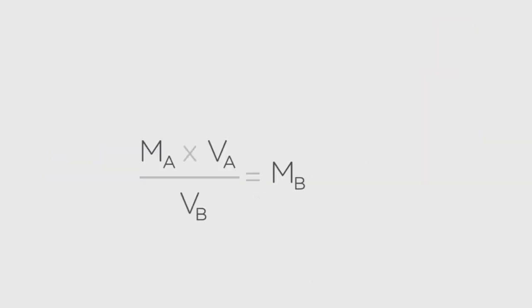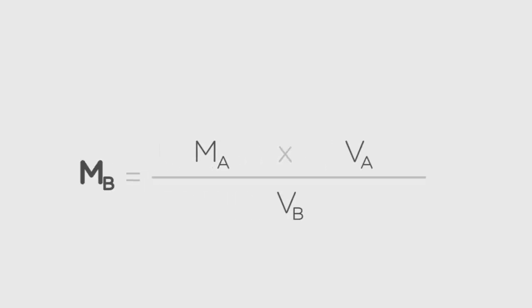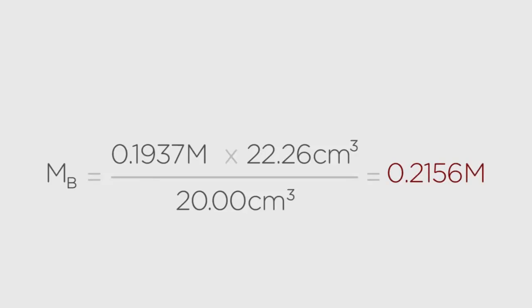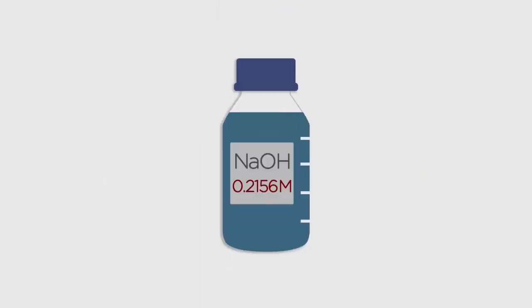Here's how you rearrange the equation to find Mb. And now we just pop all our values in. So the precise molarity of our sodium hydroxide is revealed to be 0.2156 molar. How did you do?